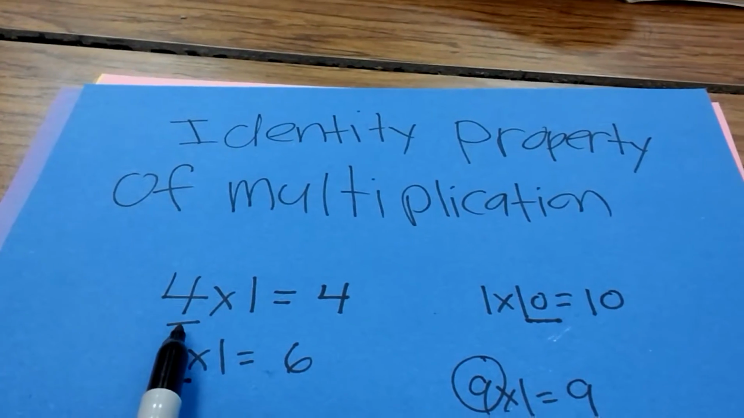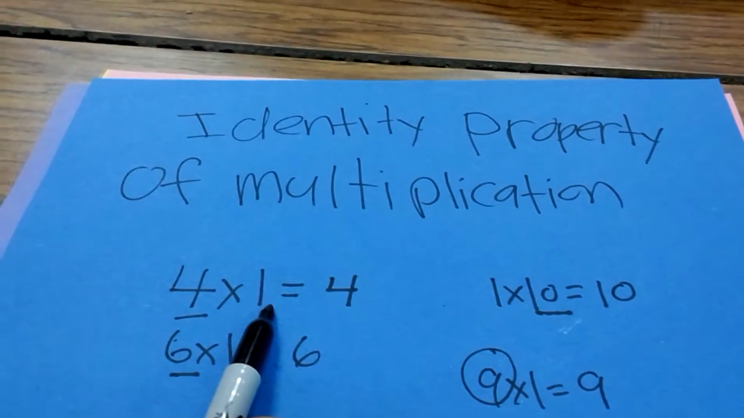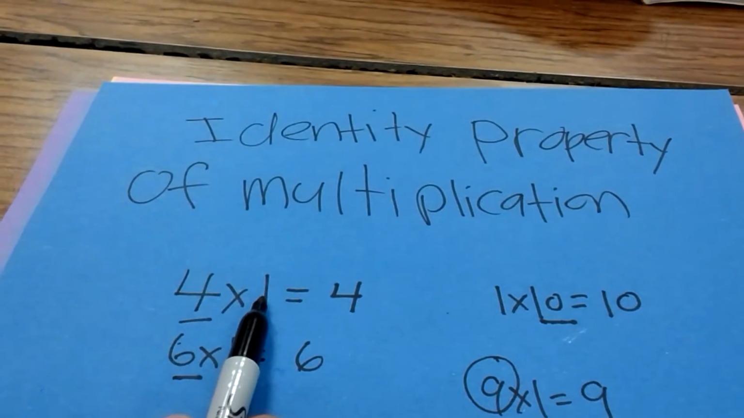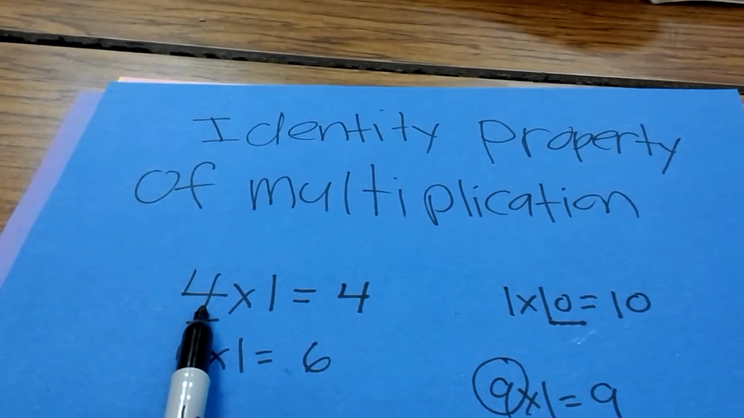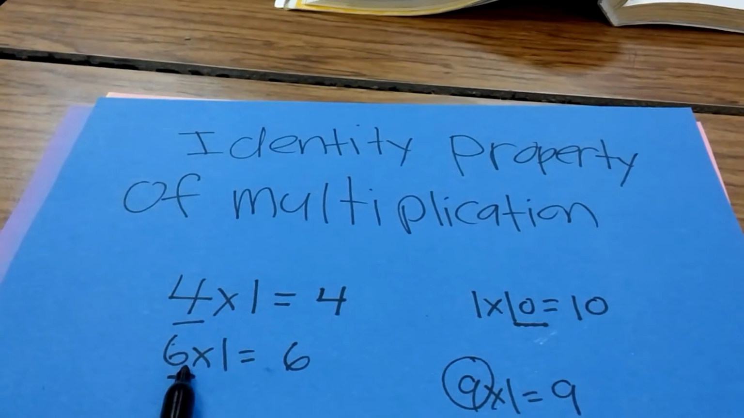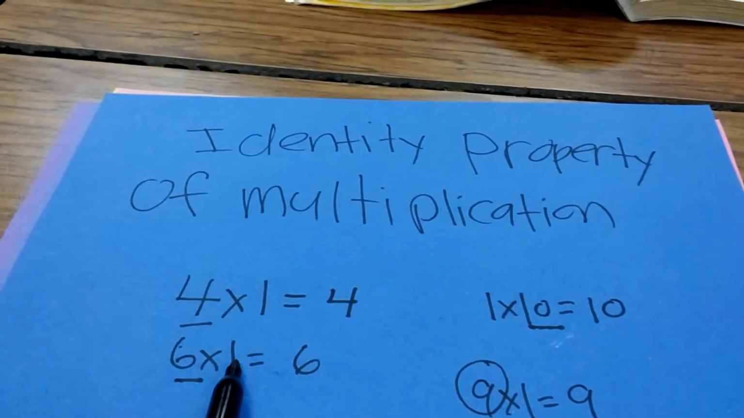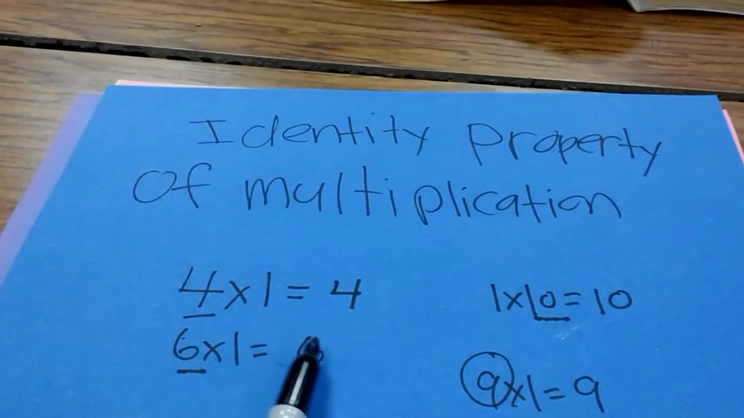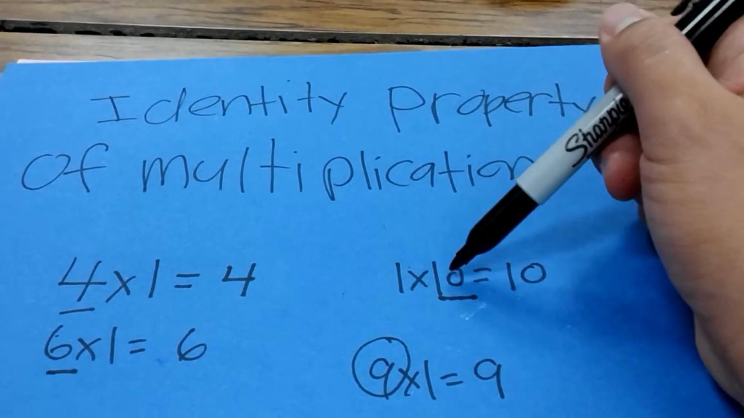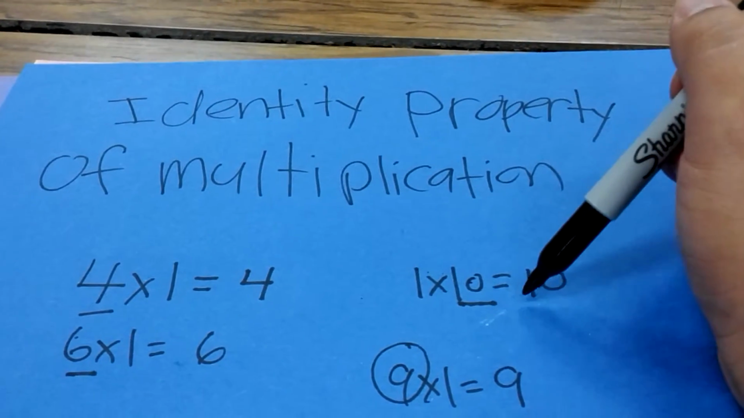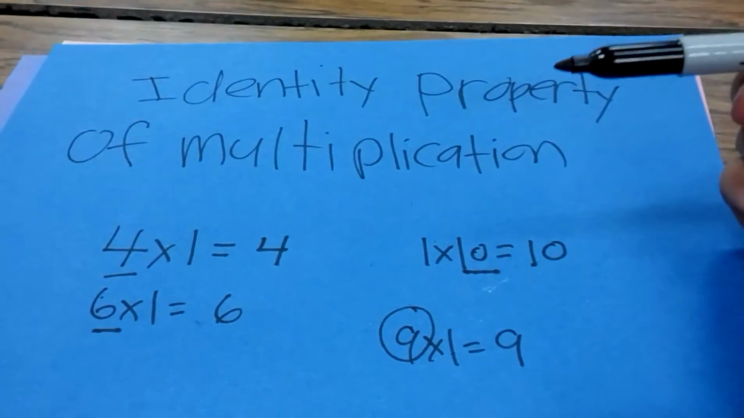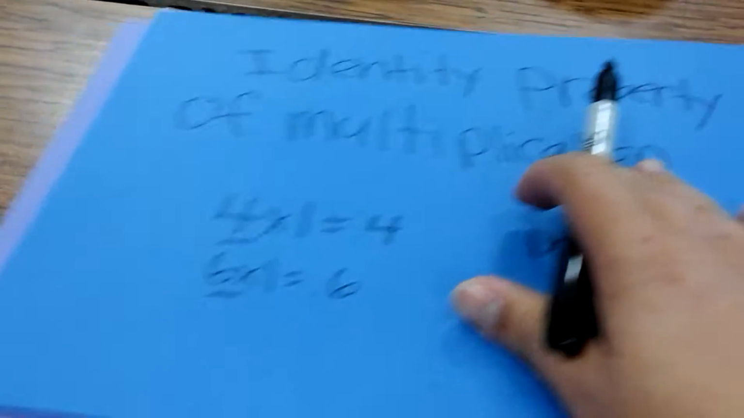So you may be asking yourself, well, what is that? Identity property of multiplication states that when you multiply by 1, the product or the answer is the other number. So for example, when I do 4 times 1, what's the answer going to be? What's the product? The product is 4 because 4 is the other number. If I do 6 times 1, the product is going to be 6 because 6 is the other number. When I do 1 times 10, my product is the other number, and it's obviously 10. If I do 9 times 1, what is the product going to be? Well, it's going to be 9 because 9 is the other number.